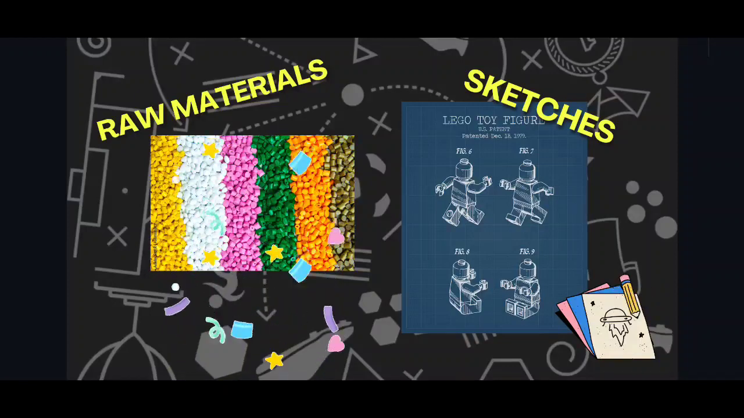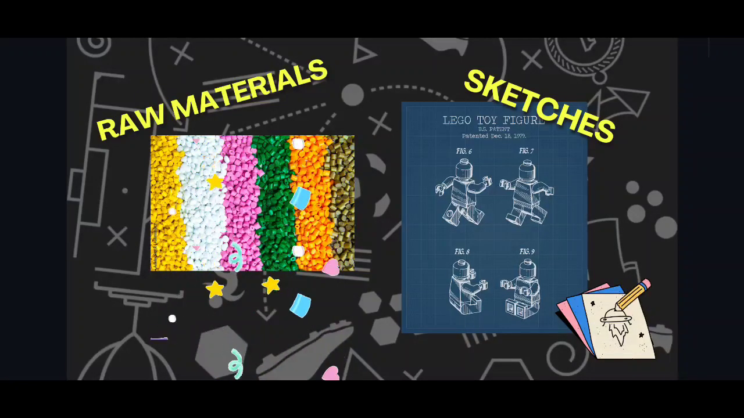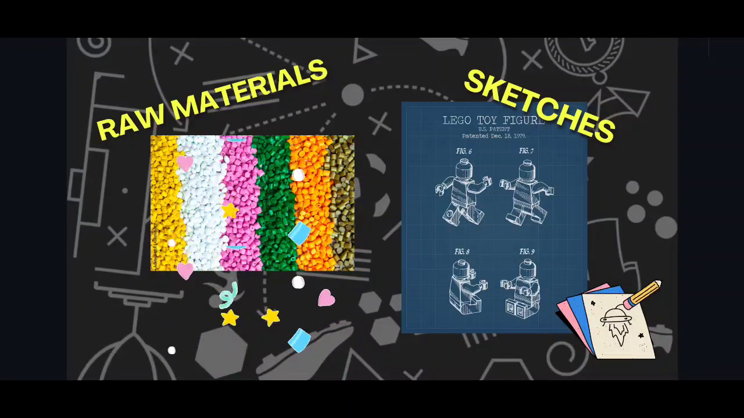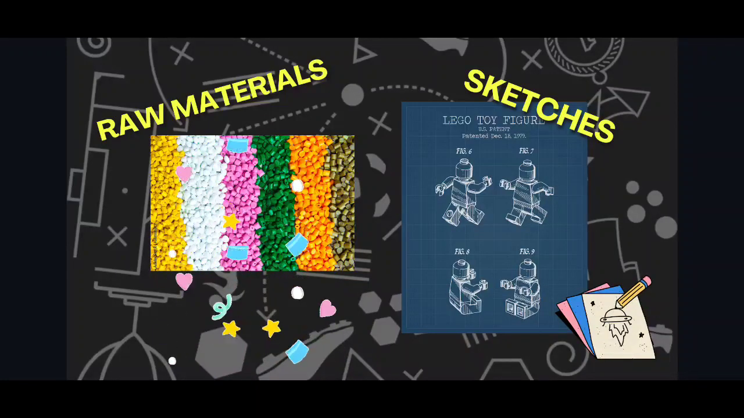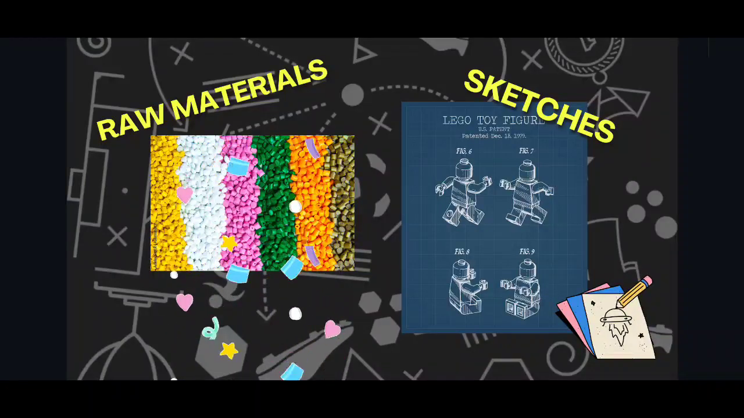Design specifications. Next, we have design specifications. These are like the toy's blueprints, telling us exactly how it should look, how big it should be, and any special features it should have. Here I have a blueprint showing an example of a Lego toy.